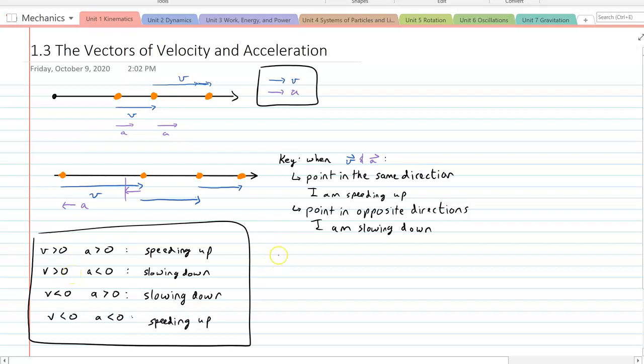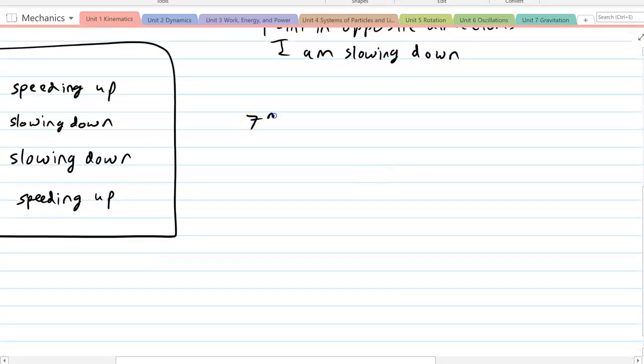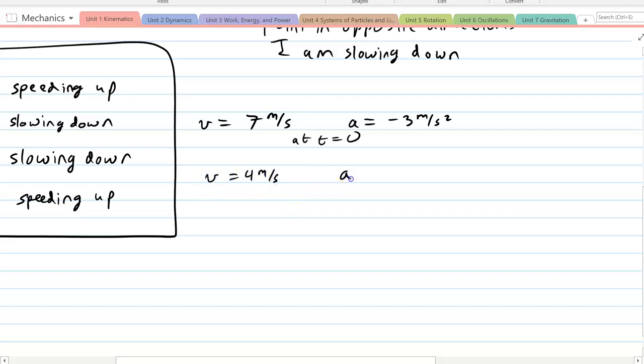Let's say, I'll give you one quick example and then we'll stop here. Let's say I'm moving at 7 meters per second and my acceleration is minus 3 meters per second squared. See how they're opposite signs? That means the very next second, so this is at t equals 0, at t equals 1, my velocity is 4 meters per second, and my acceleration will just stay the same. This is at t equals 1. Notice how I slowed down my speed because it's opposite sign. That's like the first case.